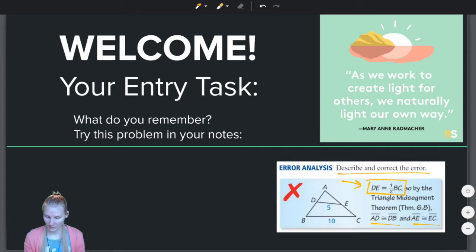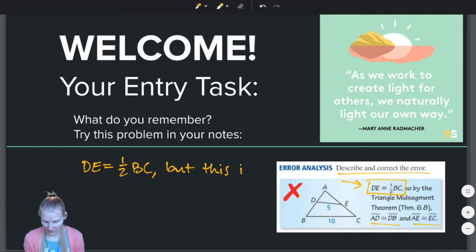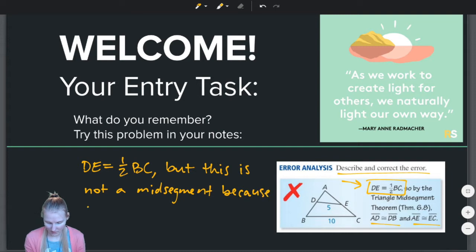So what we would write is DE may be equal to 1/2 BC, but this is not a midsegment because it is not parallel to the third side.